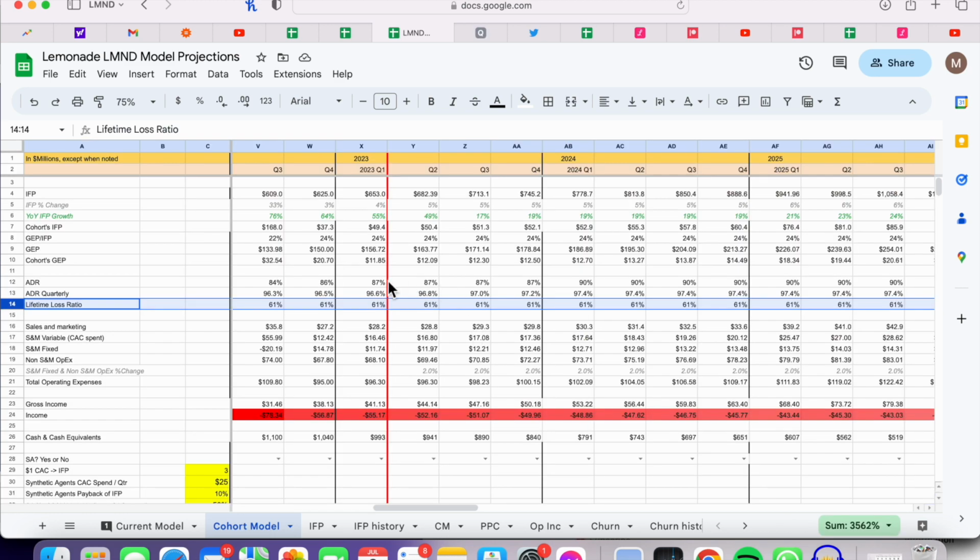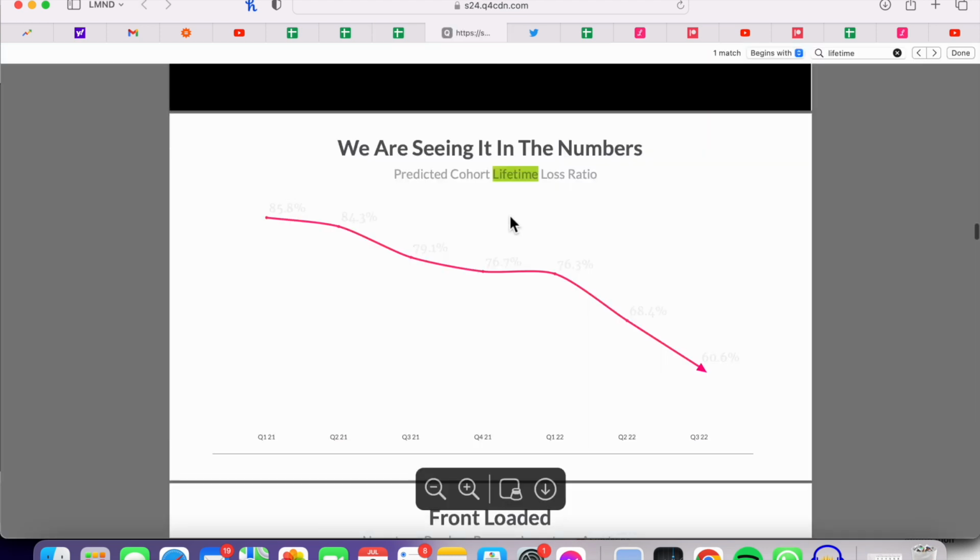And lifetime loss ratio, I'm calling it lifetime loss ratio, not just loss ratio, because this comes from Investor Day, where this was a really important slide. They basically gave their predicted cohort lifetime loss ratio. Essentially they're saying, and this does make sense to me, that for any cohort at the very start you're going to have the worst loss ratio, and then as some of the worst customers either churn or you get rid of those customers, over time the loss ratio should improve.